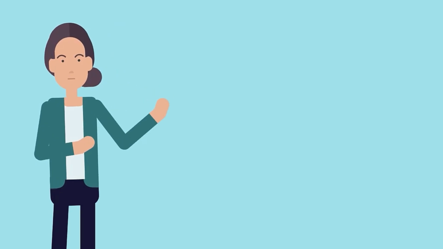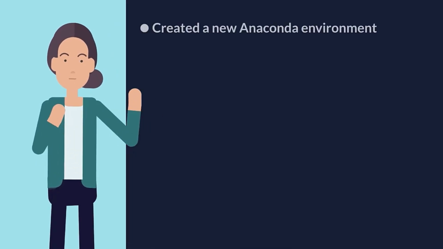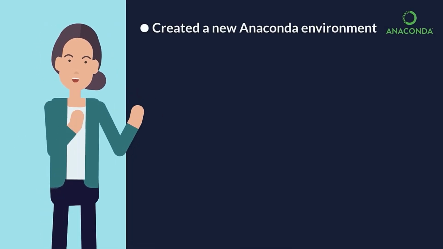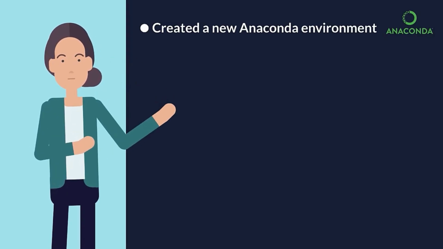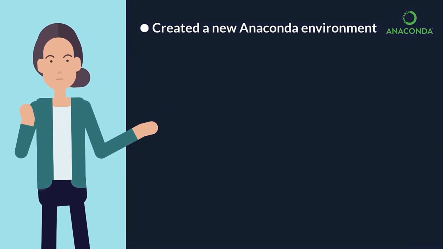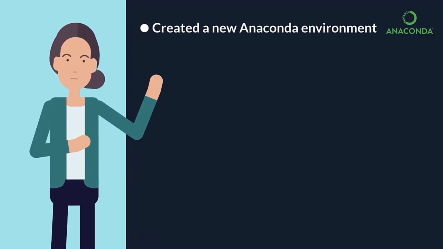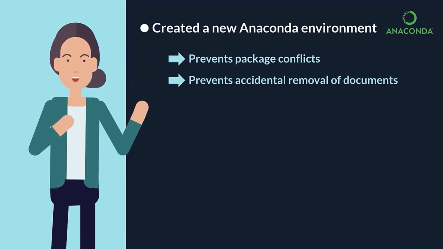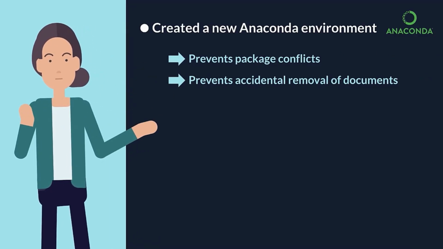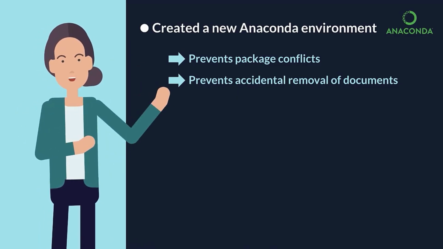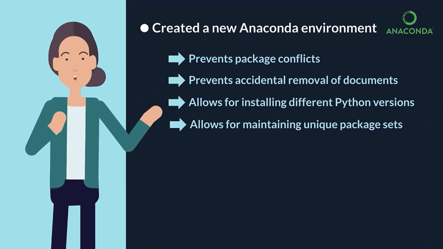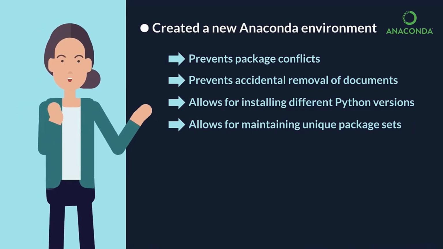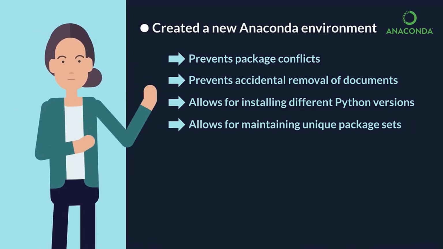In the previous section, we used the Anaconda prompt to create a new LangChain environment. As emphasized, it's recommended that individual projects be run in separate environments to prevent package conflicts or the accidental removal of important documents. They also offer the flexibility to install different Python versions and maintain unique package sets in each, without the risk of interfering with the base setup.